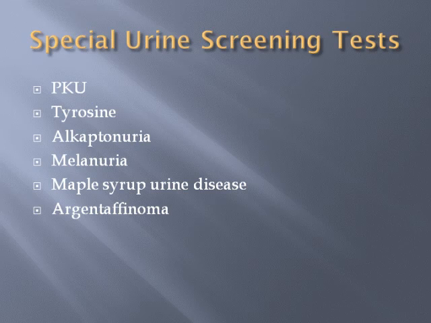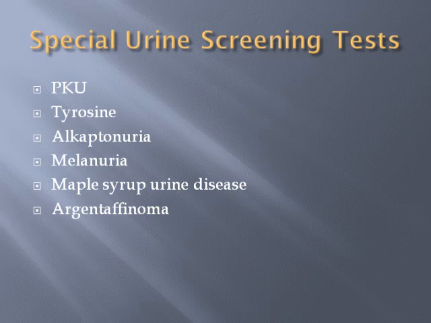Maple syrup urine disease, very uncommon, but probably very well known just because of its name and the fact that it has a maple syrup smell. Also the breath and the skin of individuals that have this smell like that. It has to do with altered metabolism of some amino acids, specifically leucine, isoleucine, and valine. If untreated, it also can result in severe mental retardation, hypoglycemia, convulsions, so on and so forth. If not detected within the first year, it's usually fatal. And there is a screening test for this as well.